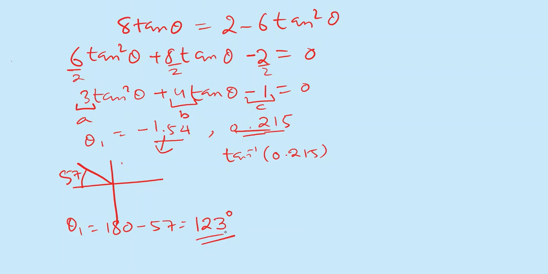All right. Second one, tan inverse 0.215. It will be positive in the first quadrant because we have to go up to 180 only. So tan inverse 0.215 will be 12.13 degrees. So these are the two answers.